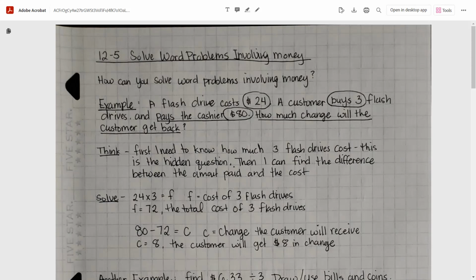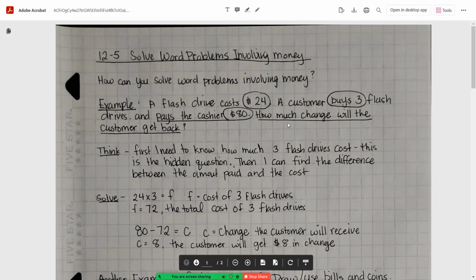Now I can figure out how much change he's going to get back. So I'm going to take the $80 that he paid with and subtract $72, which was the cost of the flash drives, and that's going to equal C, the change that the customer is going to receive. So 80 take away 72 leaves me with 8, so the customer is going to get $8 in change.